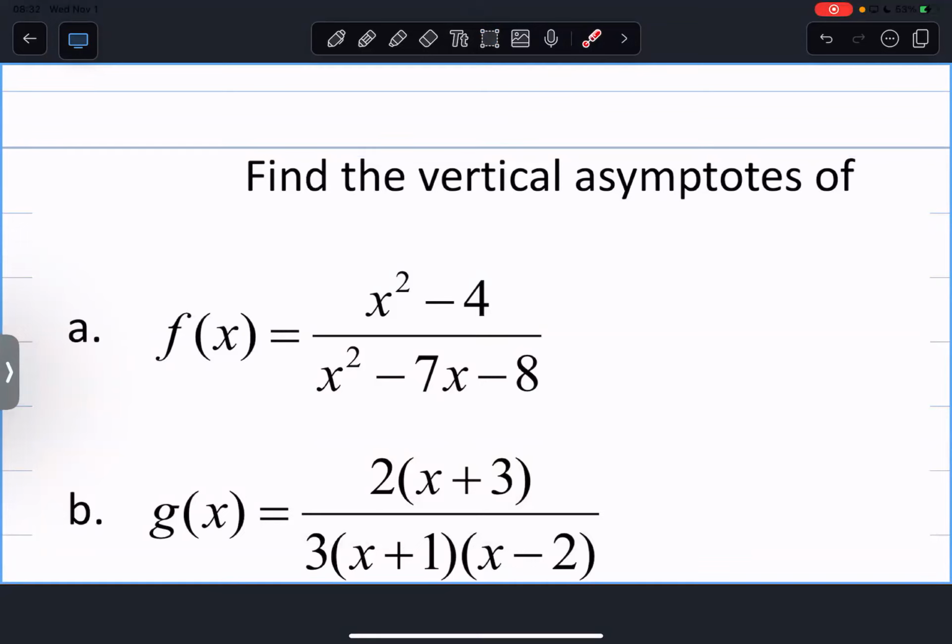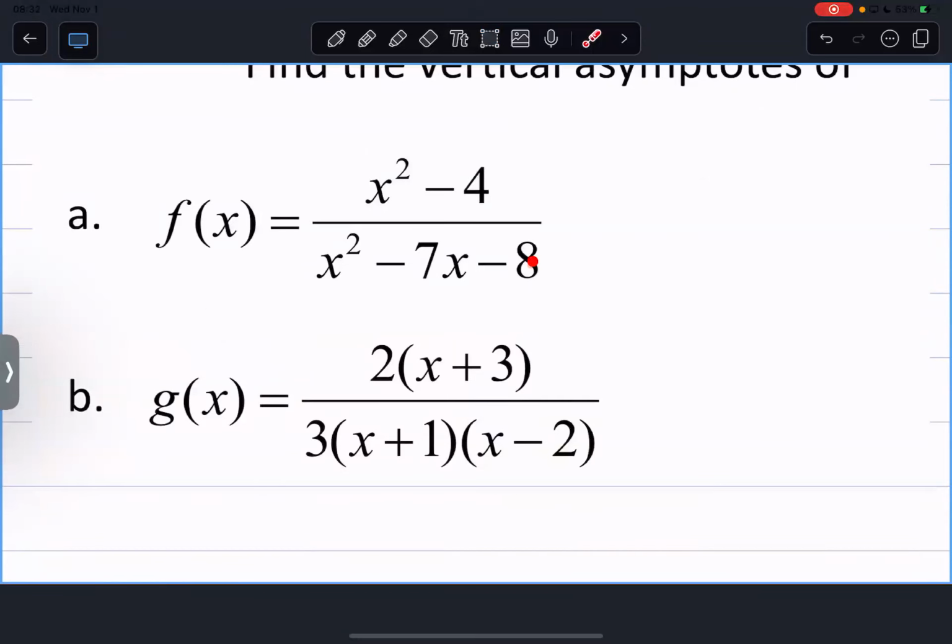We want to find the vertical asymptotes of these two functions. These are rational functions, right? I've got a polynomial over a polynomial, and so we can handle that. This is also a polynomial over a polynomial, just in factored form, which is really a lot nicer, because then you can look at this and set x equal to -1 and x equal to 2, and both of those will give you vertical asymptotes. There, I've given it away. Spoiler alert. Let's do this one first.